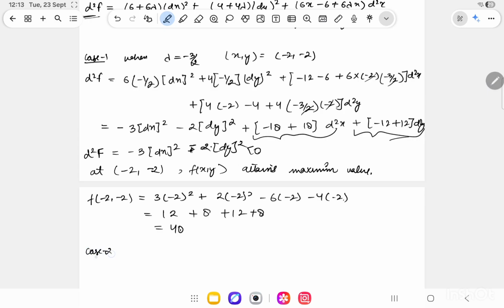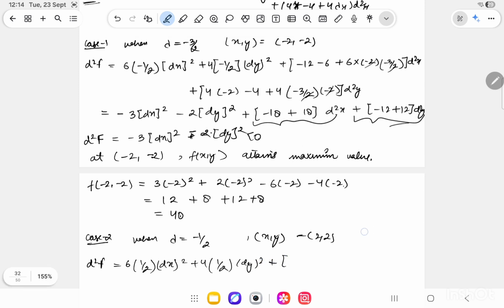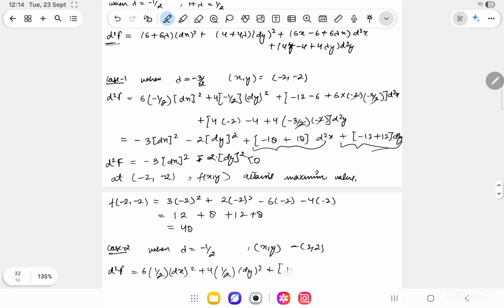So case 2, when lambda equals minus 1 by 2, and the xy point in this case is 2 comma 2, so d square f will be 6 into 1 plus lambda, that is 1 by 2, into dx square plus 4 into 1 plus lambda, that is 1 by 2, into dy square plus 6x, that is 12, minus 6 plus 6 into lambda, that is minus 1 by 2, into x, that is 2, into d square x plus 4 2s are 8, minus 4 plus 4 into minus 1 by 2 into y, that is 2, that is d square y.